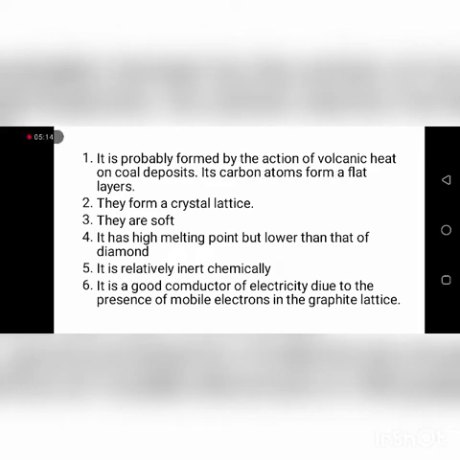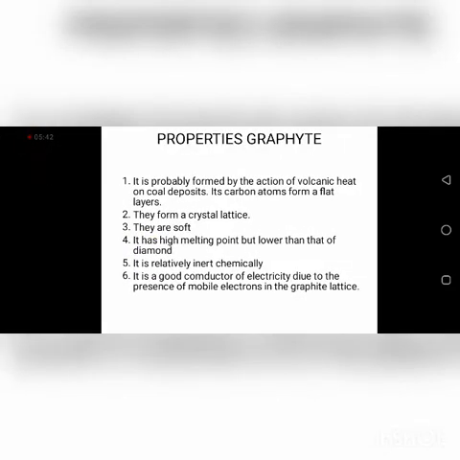They form a crystal lattice. They are soft, unlike diamond, which is hard. It has a high melting point, but its melting point is lower than that of diamond. It is relatively inert chemically. While diamond is a non-conductor, graphite is a good conductor of electricity due to the presence of mobile electrons. There are mobile electrons in the graphite lattice, and because of that it is a good conductor of electricity.